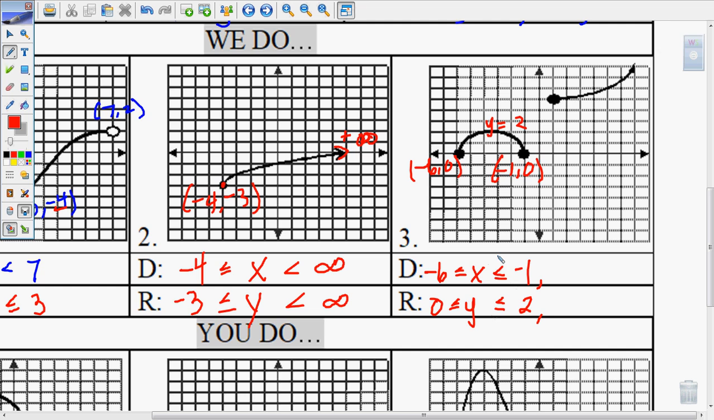Now do it on your own. We're gonna complete it together, and then you're gonna be on your own. You have 3 whole problems.